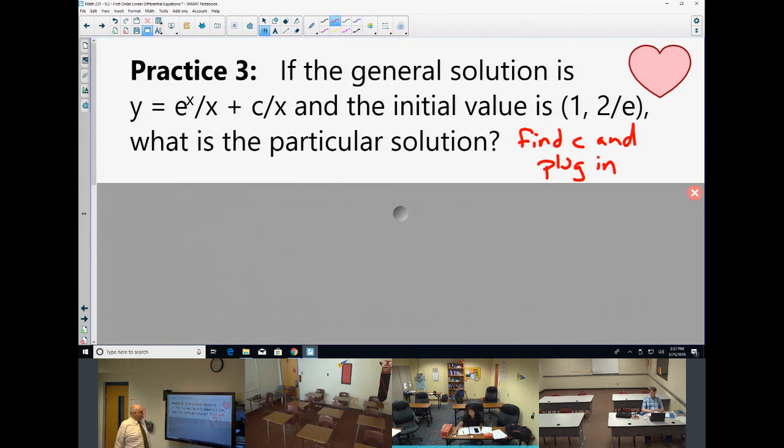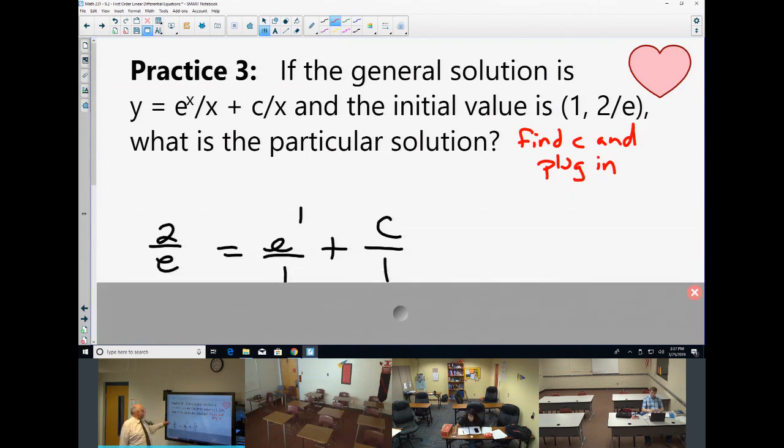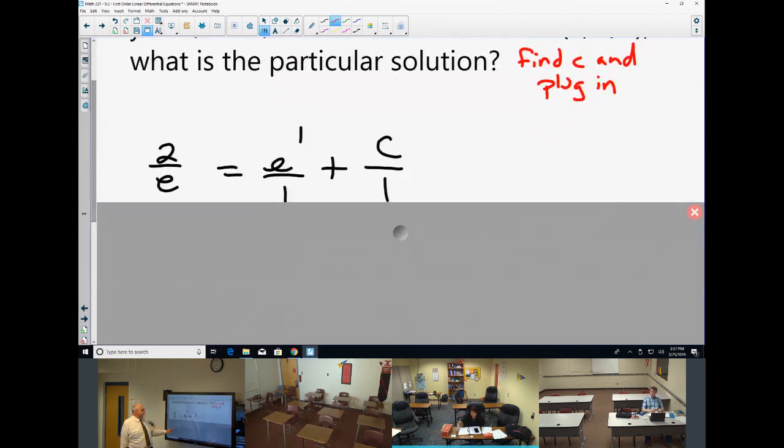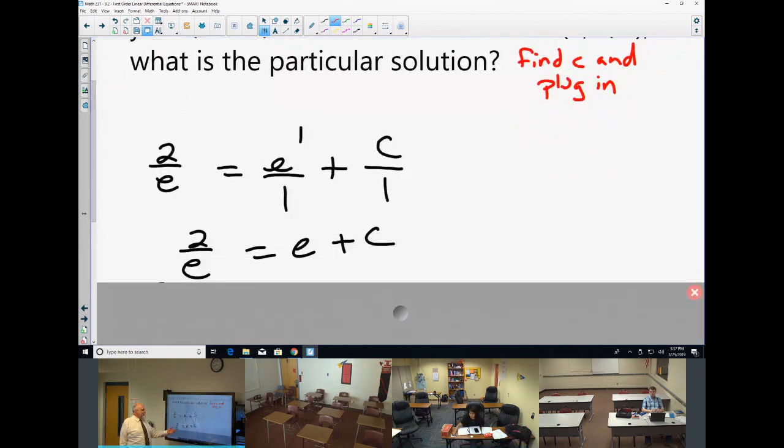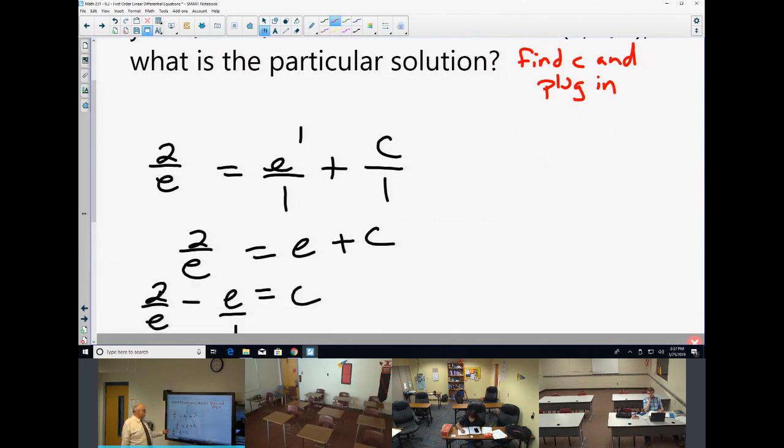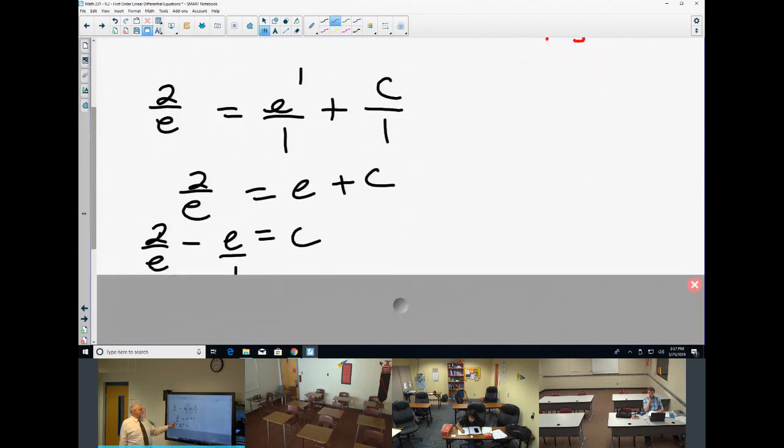Wait, so would you just plug in 1 for x? Yep. And 2 divided by e for y. So you get 2 over e equals e to the first over 1 plus c over 1. Yeah, that's how far I got, I wasn't sure though. So how do you solve that for c? Well, you just subtract the e. And so you could say 2 over e minus e.